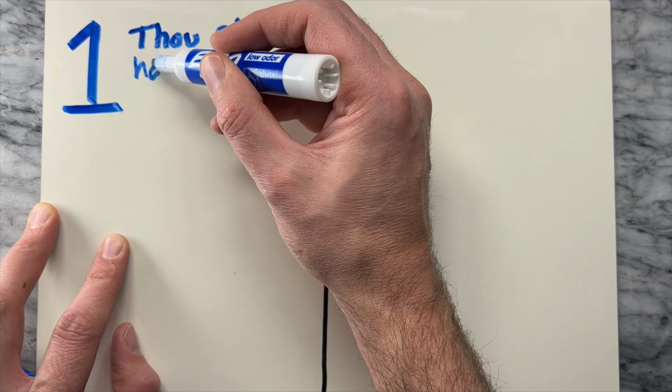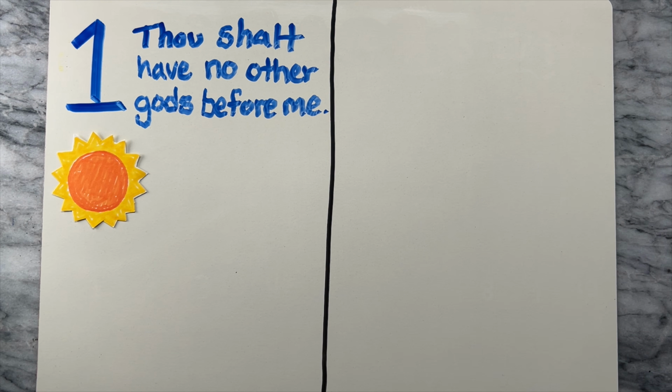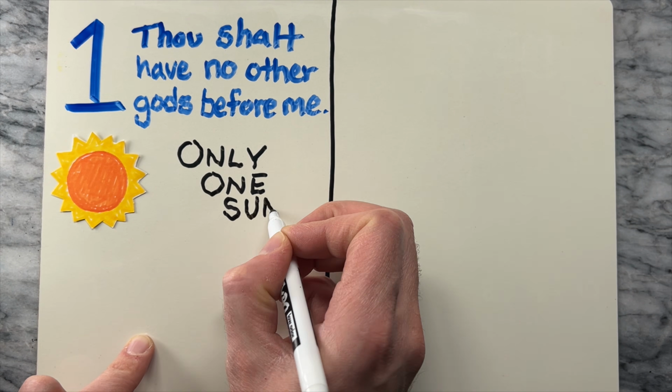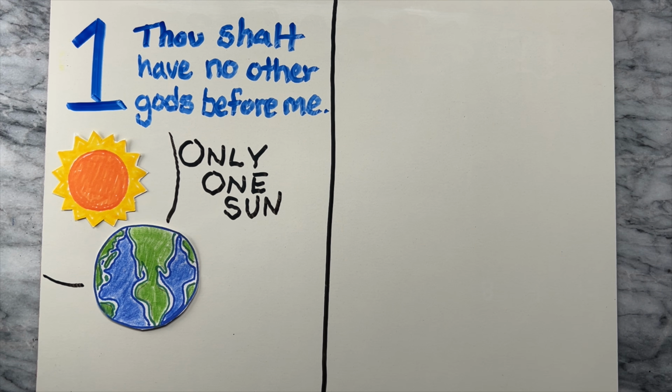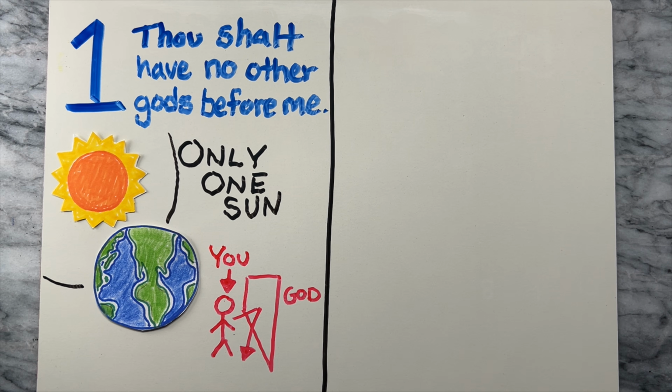The first commandment is, "Thou shalt have no other gods before me." So using the peg 1 sun, think about how there is only one sun in the sky and no others, just like how there should be no other gods before God, or putting something else before God in your life.